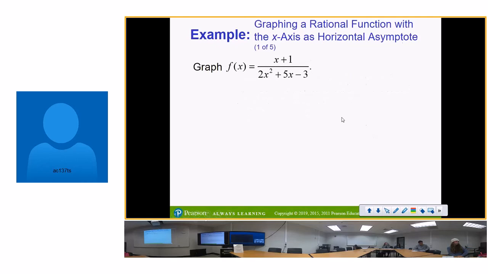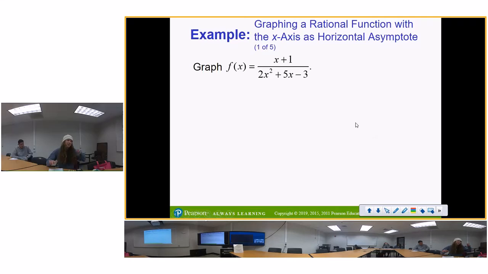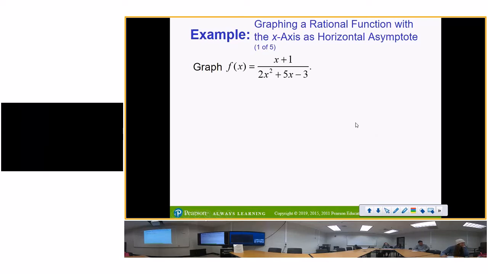Okay, here's one. Somebody tell me what the horizontal asymptote is. 0. Why? Because the numerator has a lesser degree than the denominator. Oh, she actually listens. It's a miracle. She's the one that does it. All right, so the horizontal asymptote is 0. Now find the vertical asymptotes. You're going to have to set the denominator equal to 0.